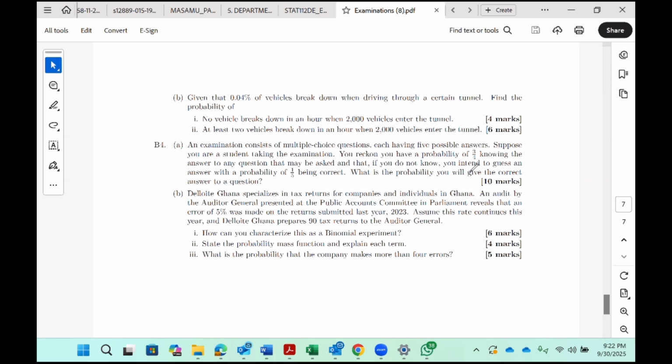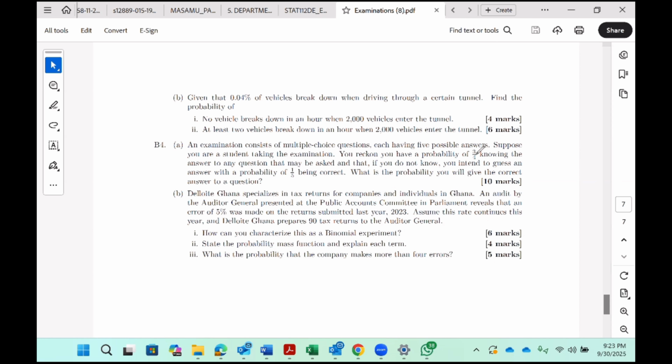So meaning out of the 1/4 that you don't know, your guessing alone will give you a chance of 1/5. So what is the probability that you give the correct answer to the question? The chance that you get the correct answer by knowing will be 3/4, plus the probability 1/5 times 1/4.